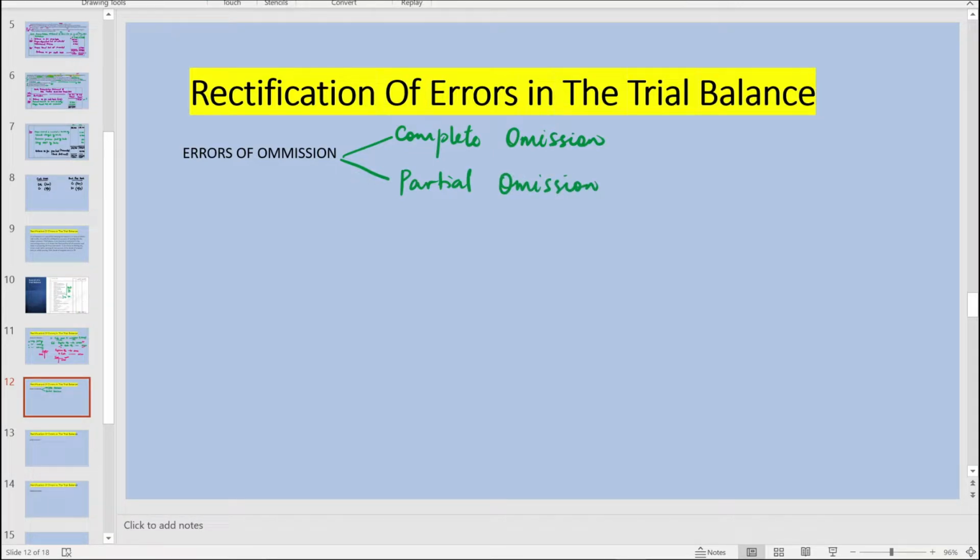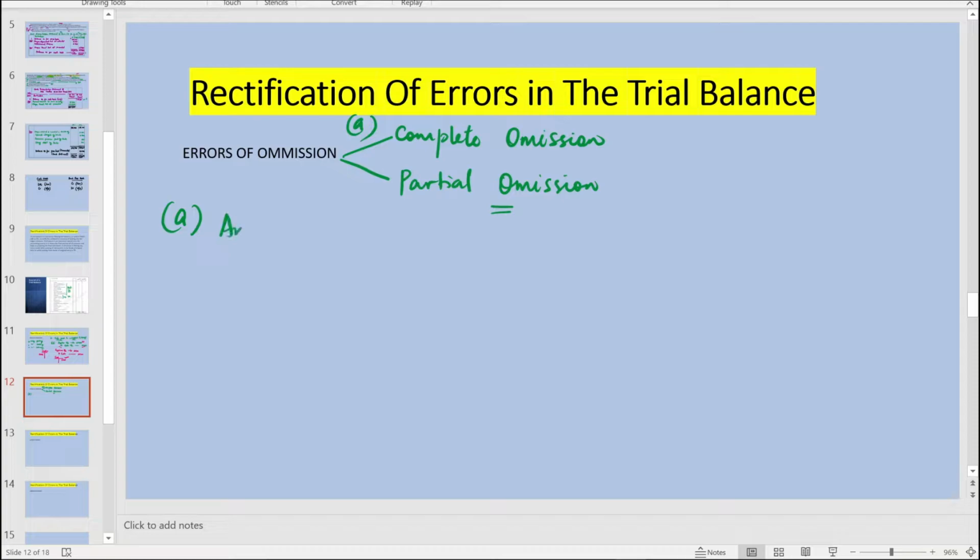omission. Now complete omission is, for example, money paid to someone, or amount received, or any bank charges, anything, where the whole transaction has not been recorded in any of the books, right? Partial omission can happen, for example, when only part of the amount has been entered. I will give you an example for this. Complete omission, I will take the A part first.